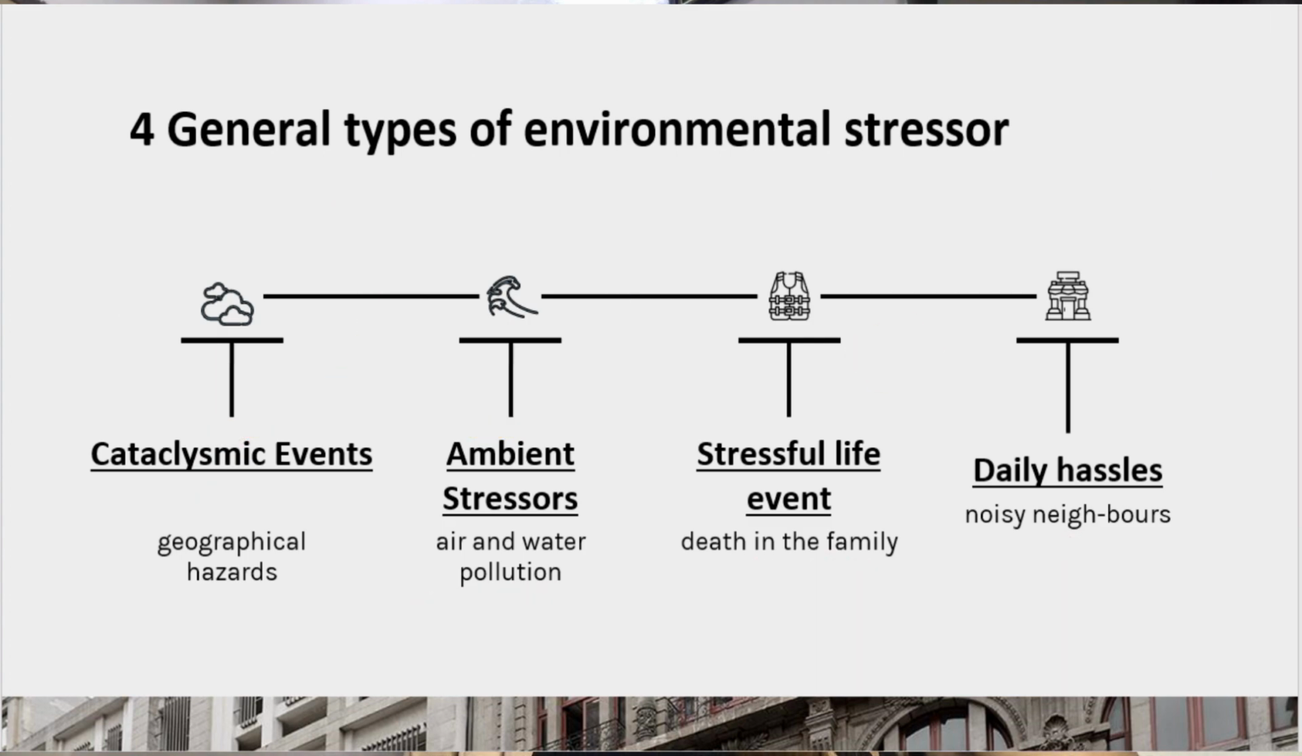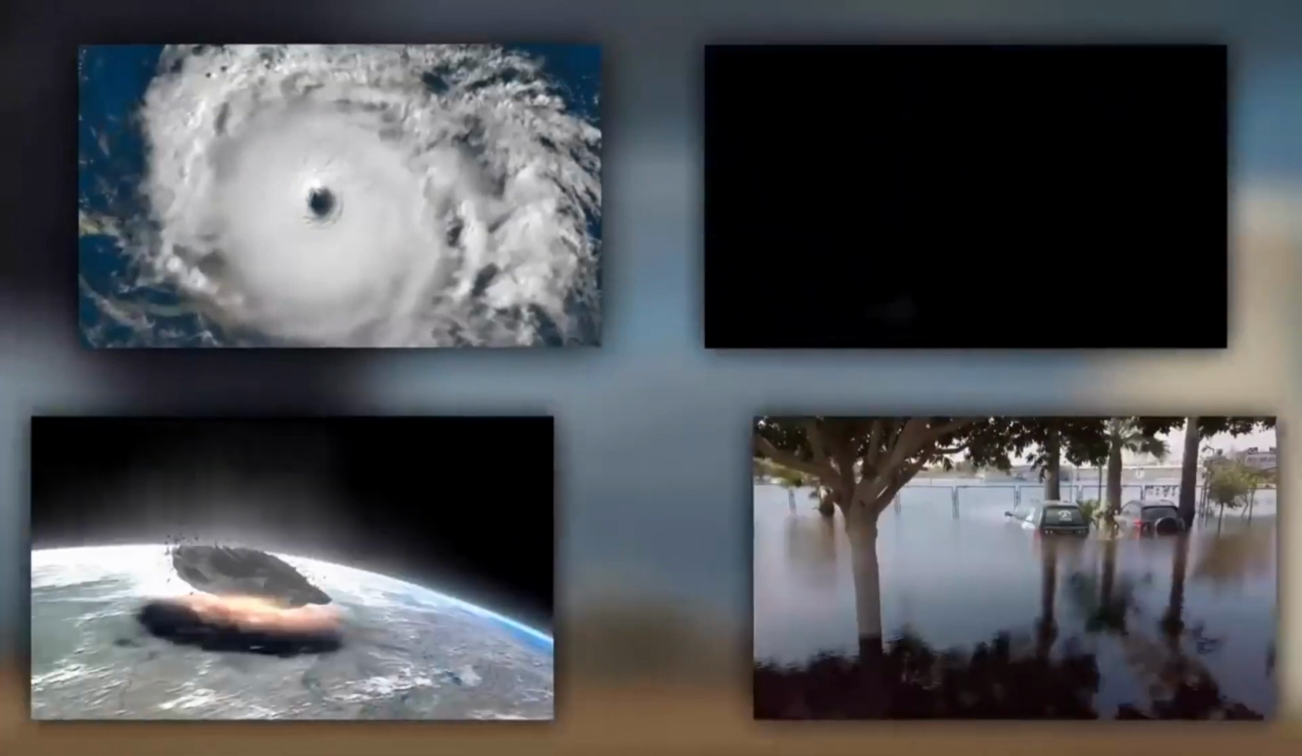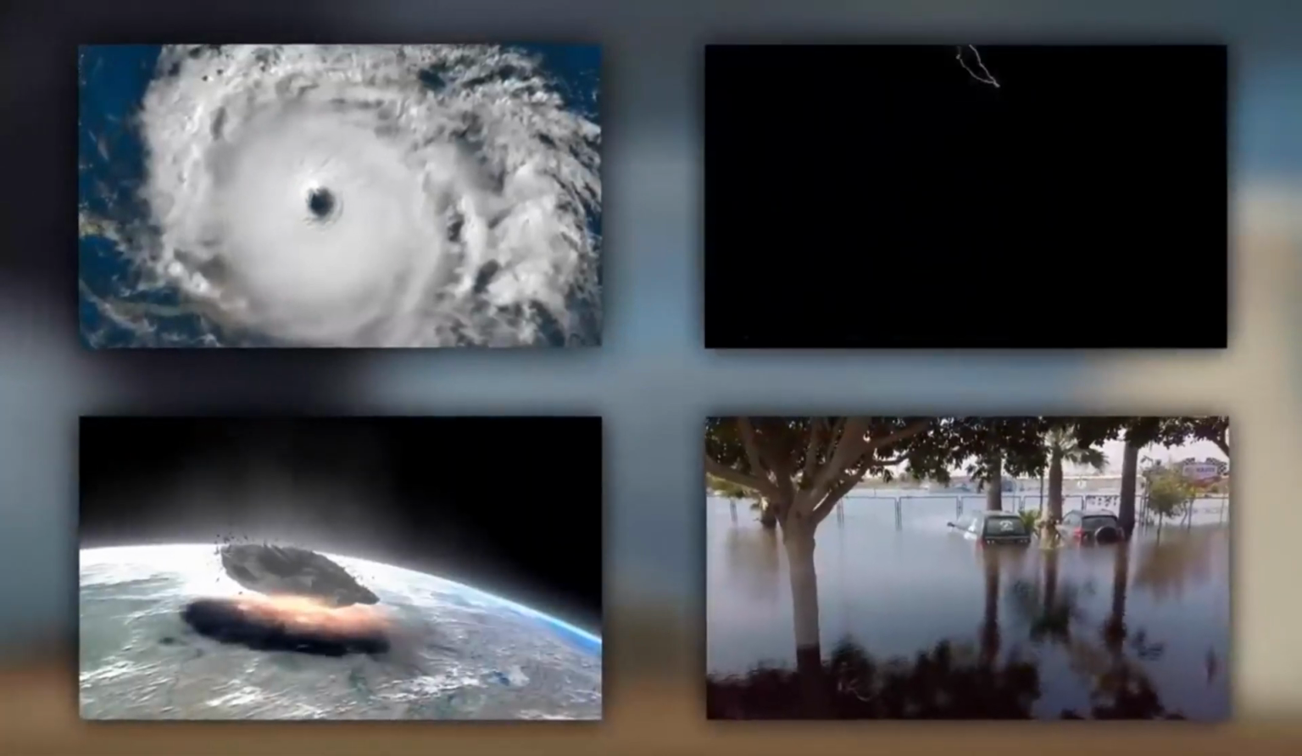So first is cataclysmic events. When we say cataclysmic events, those are violent natural events that occur and impact the livability of a city, as these are strong stressors that occur suddenly and typically affect many people simultaneously, such as geographical hazards like typhoons, landslides, earthquakes, tornadoes, and many more.